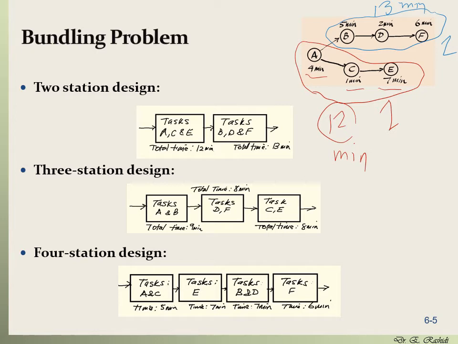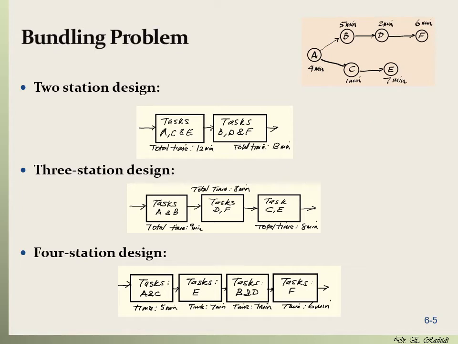Another way to bundle these tasks together is using a 3-workstation design. In the example here, we can bundle tasks A and B into workstation 1, tasks D and F into workstation 2, and tasks E and F into workstation 3. In this way, the precedence relationship holds true because we go from workstation 1 to workstation 2 to workstation 3.